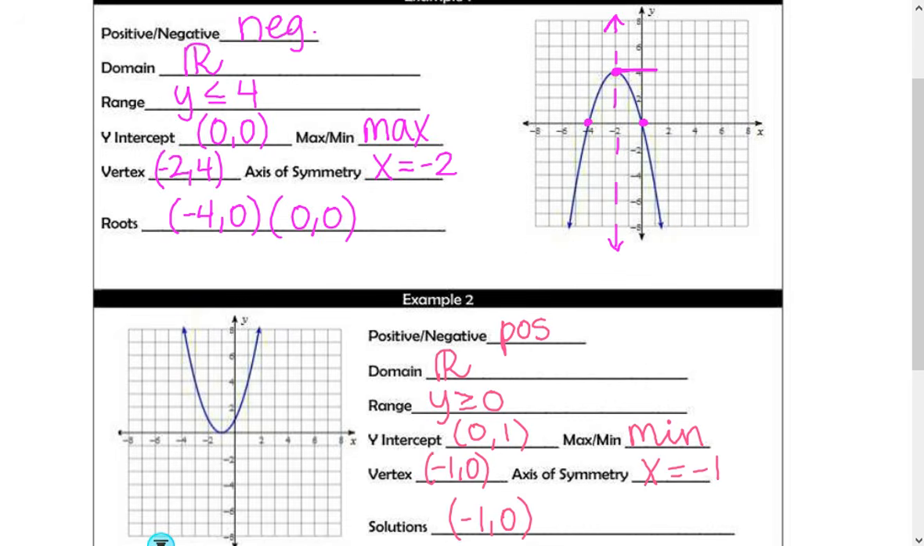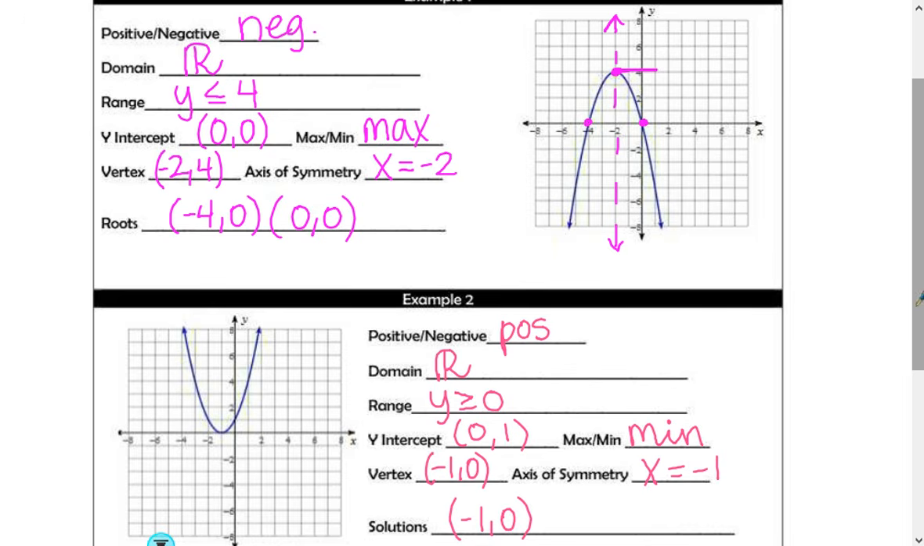Alright, so here's your answers for examples 1 and 2. This one was pretty easy. The most common mistake that I see is the range. So remember, you can't mark the lowest point, but we can mark the highest. And then you just need to ask yourself, do I have a graph that is greater than 4, or do I have a graph that's less than 4? In which case we have it all less than or equal to 4.